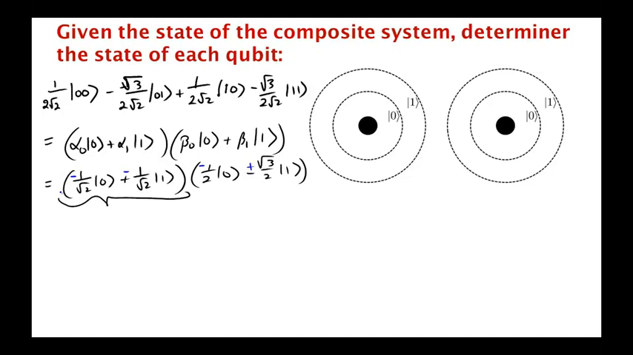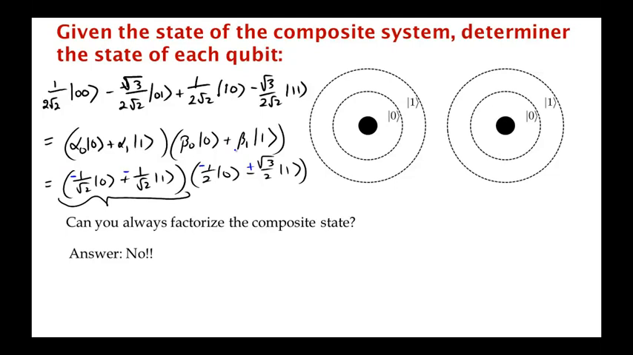So now we could ask, given an arbitrary such state of the composite system, can you always factorize it in this way? And the answer is no. There are states which you cannot factorize in this way. And these are the so-called entangled states of two qubits. This is quite surprising.